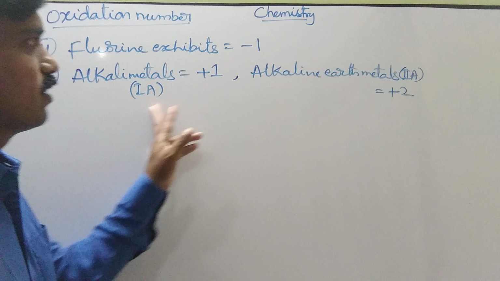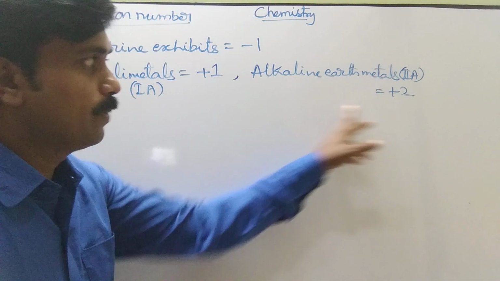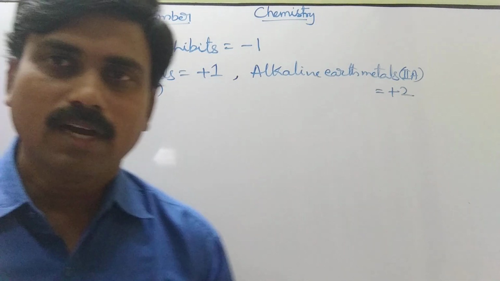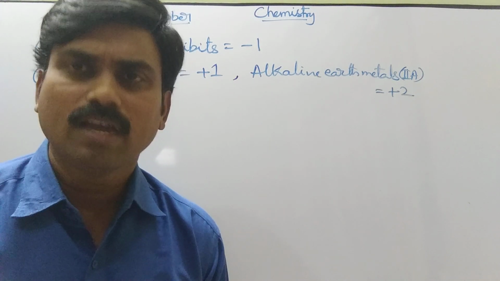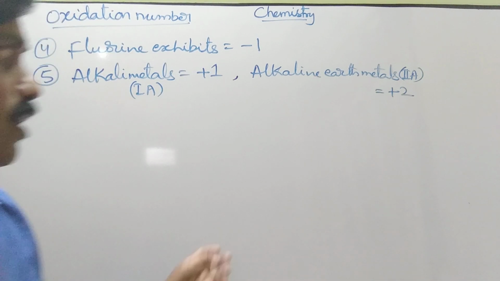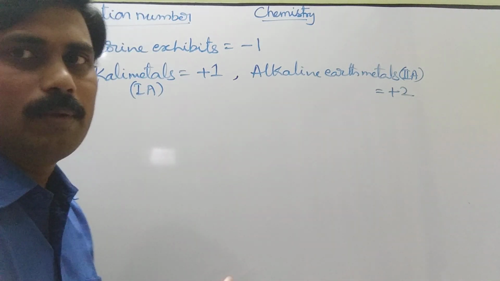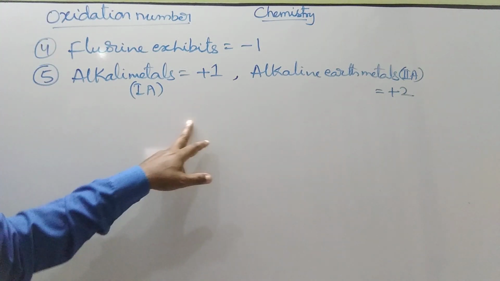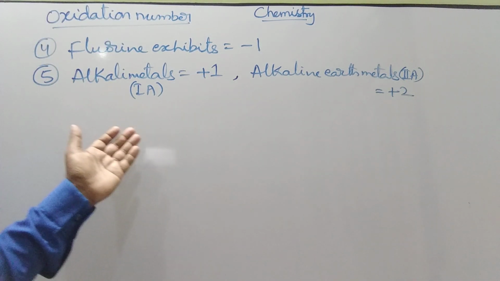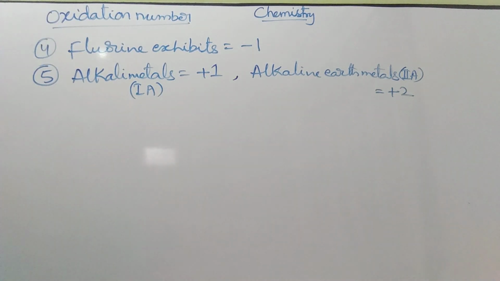So the 1A group elements' oxidation state is +1 and the 2A group elements' oxidation state is +2, because all the 1A group and 2A group elements have electropositive character, except hydrogen. That's why they always try to lose electrons. 1A group elements try to lose 1 electron and 2A group elements lose 2 electrons. That's why these are the oxidation states of 1A and 2A group elements.